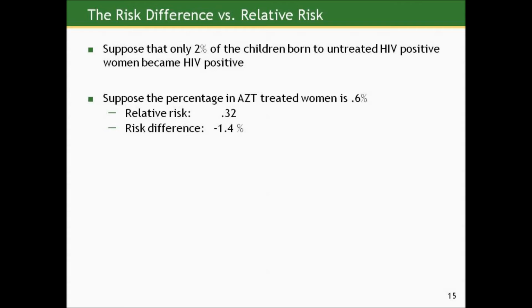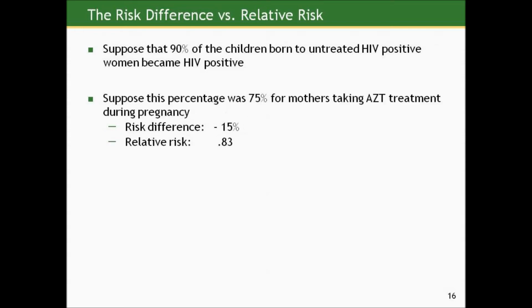So suppose the percentage in the AZT treated women was 0.6% compared to the 2%. This would give us the same relative risk as we saw in the previous real life example of 0.32. However, the risk difference here is negative 1.4% versus negative 15%. So think about this. If you were to report the results of either study and only quote the relative risk and not the risk difference, the efficacy at the individual level is the same, but the potential public health impact is different because in the two scenarios, the underlying risk of transmission is different. So just think about that.